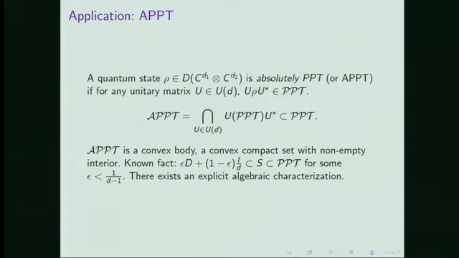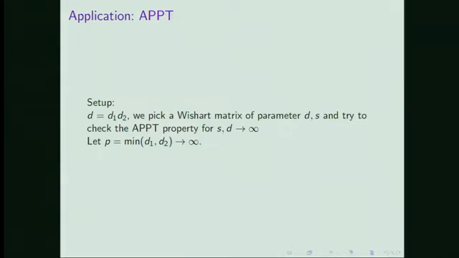Okay, so anyway, we would like to see what happens. Again, we ask the same question as Guillaume was asking yesterday. We would like to see what is the likelihood that I end up having an APPT state if I pick it at random. So our setup is, I should have said before, D is D1 times D2, and we pick a Wishart matrix of parameters D, S, and we want to check the APPT property for D tending to infinity. Pretty much what Guillaume was considering yesterday is when basically D1 equals D2, which means P equals D1 equals D2. So I want actually to say something more general here.